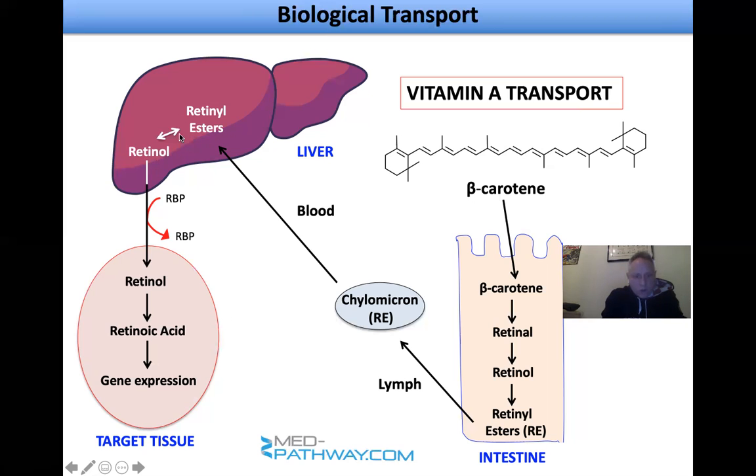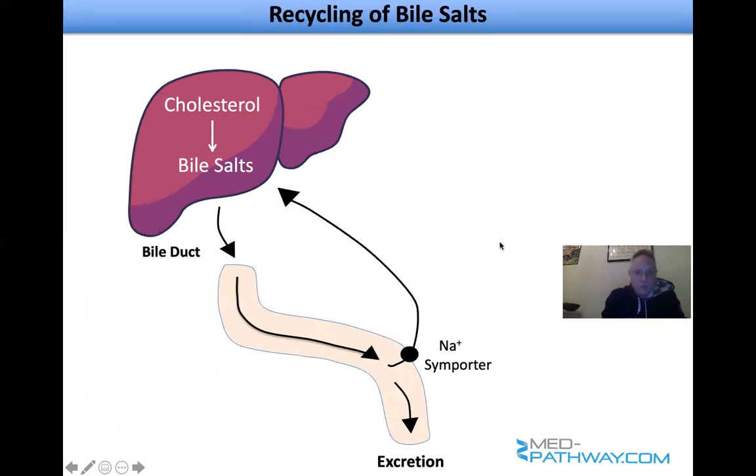And then when you want to deliver vitamin A to peripheral target tissues, what you need to do is have a binding protein here. So all these hydrophobic things need to piggyback onto something else. They need to be on a chylomicron. They need to be on a retinol binding protein in order to get delivered. Otherwise, they're so insoluble, they drop like a rock in your blood vessels here.